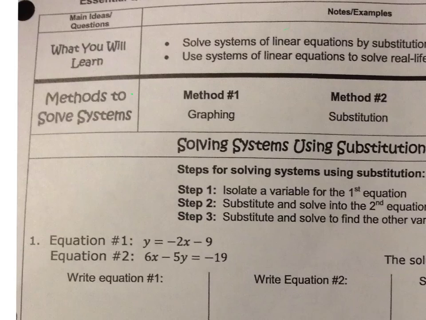So last time what you learned was how to solve a system of linear equations by graphing. You found the intersection of two lines, and that was the solution to your system of linear equations. However, there are actually three different methods of solving. So we're going to learn a second method today. So, methods to solve systems. The first method that you already learned is graphing. That was last time.